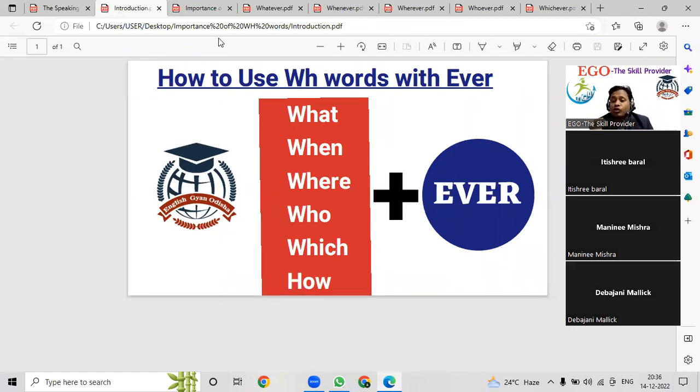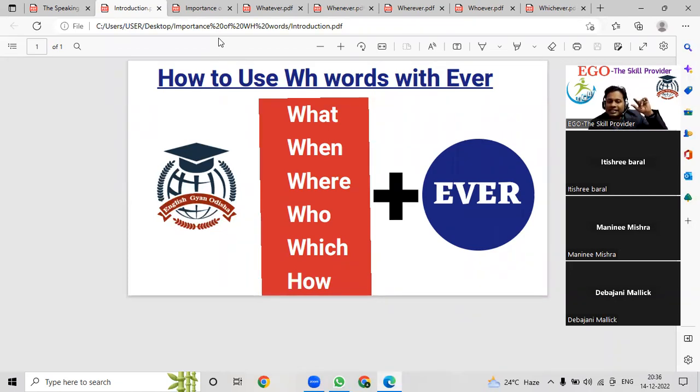I mean framing questions. What's your name? When did you come? Where did you go? Who are you? Which bag do you like the most? Which color do you like the most? How are you? So these are the things you have been using continuously for quite some time, right?